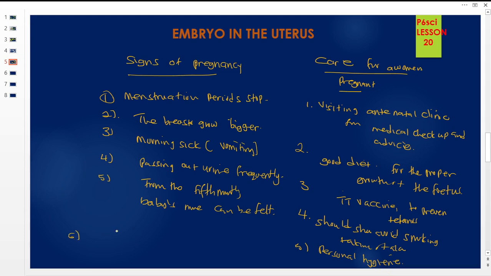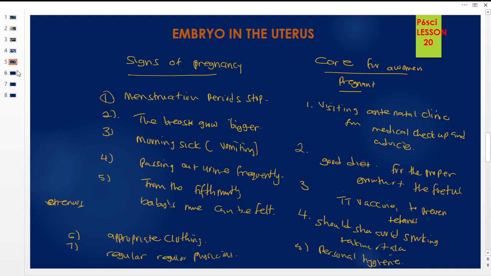Another way, this woman should put on appropriate clothing. You are pregnant, you don't put on a legging or tight clothes. She has to wear appropriate clothing, not trousers. And this woman has to do regular physical exercises, but they shouldn't be strenuous like heavy exercises. They have to be medium exercises. So I think you've understood today's lesson very well.